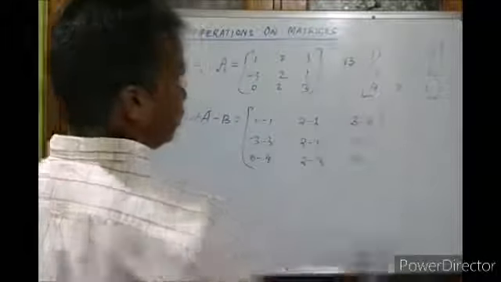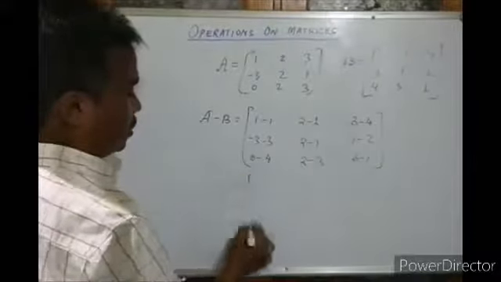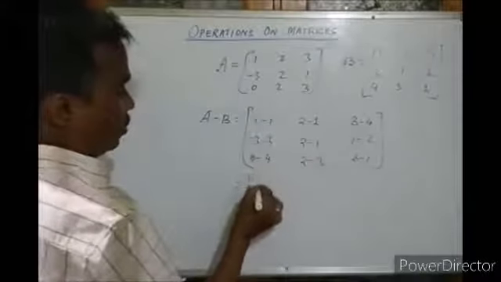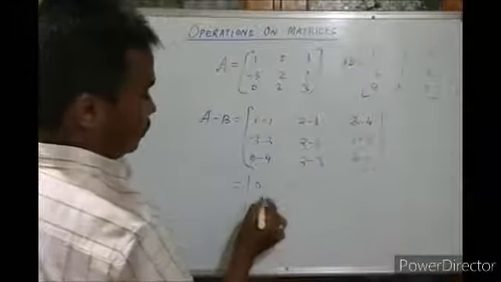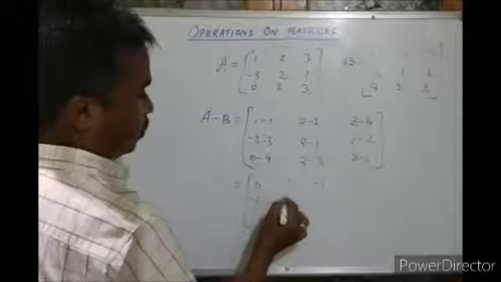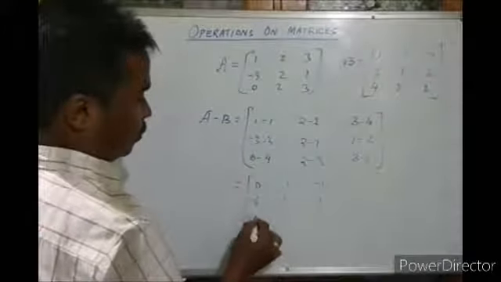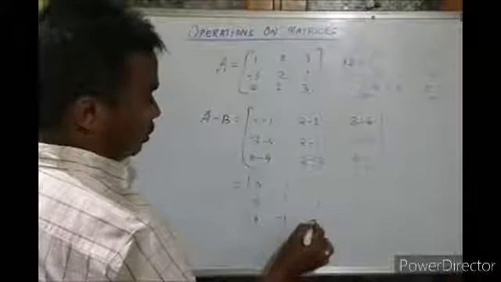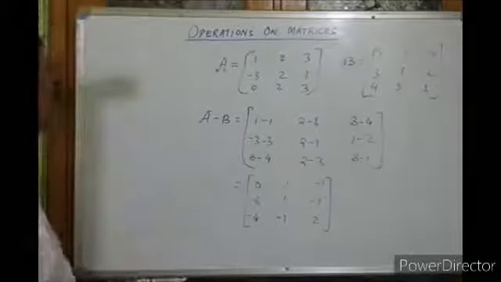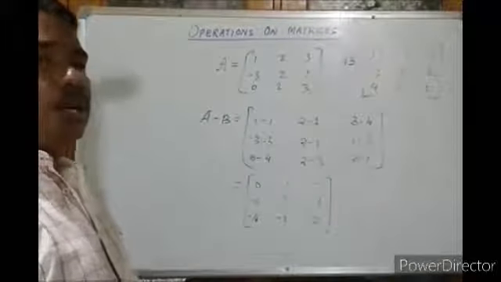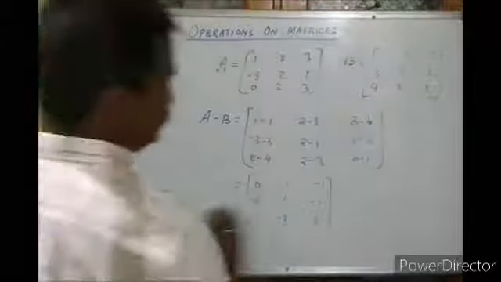This is called the difference of two matrices, which is defined in this way. This is equal to 0, 1, minus 1, minus 6, 1, minus 1, minus 4, minus 1. So this is the difference of two matrices, A minus B. Obviously, A minus B will not be equal to B minus A.